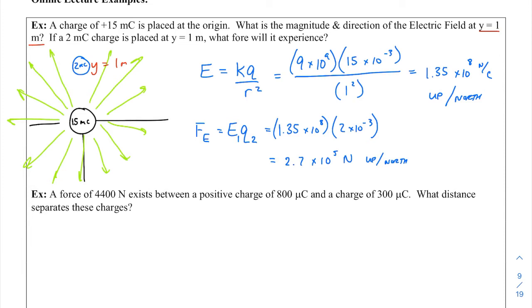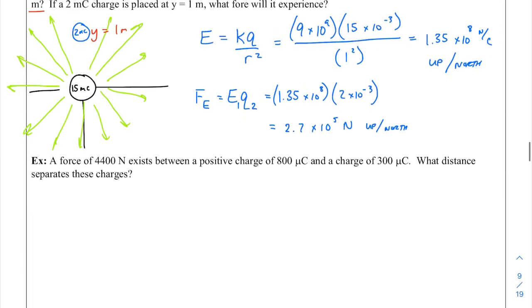Okay, let's try this next one. A force of 4,400 newtons exists between a positive charge of 800 microcoulombs and a charge of 300 microcoulombs. What distance separates each charge? So this is my electrostatic force. This is my Q1. This is my Q2. What distance separates these charges?